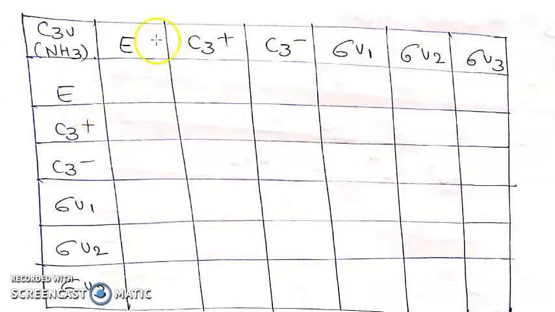That means E into E, E into C3 plus, E into C3 minus, E into sigma V1, E into sigma V2, E into sigma V3.